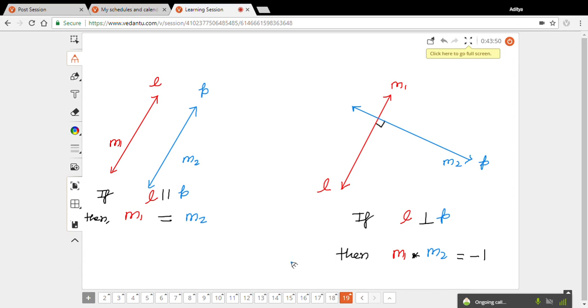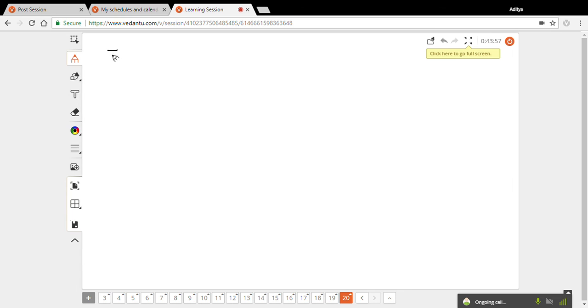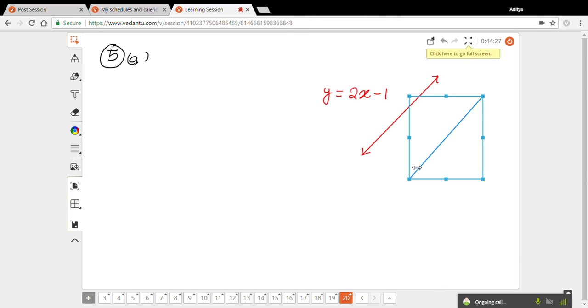Now the fifth question is based on that. Let me tell you what they have done in the fifth question. According to the first part, for each of these given lines, say I have a line already given to you in the form of an equation: y equals 2x negative 1. Now we need another line that's parallel to this. It says, for each of these lines, give the equation of a line which is parallel to it.